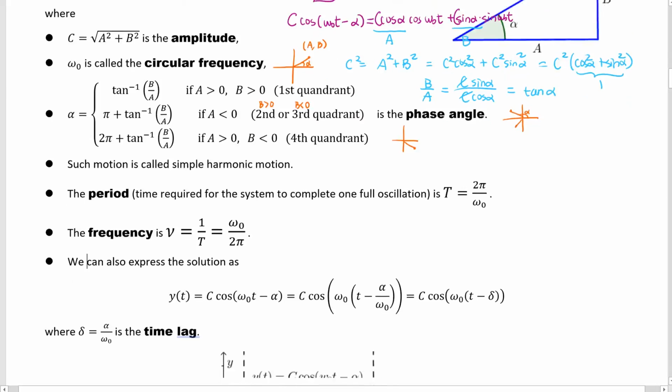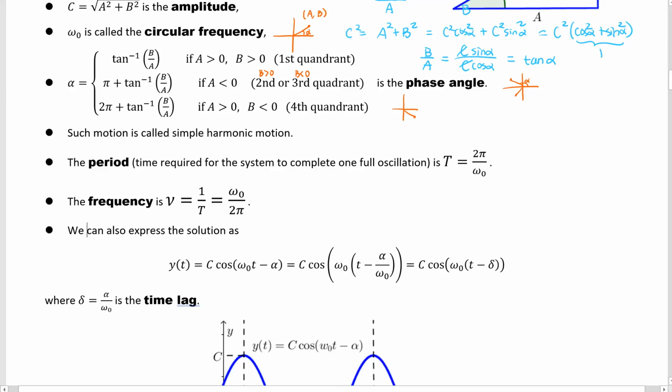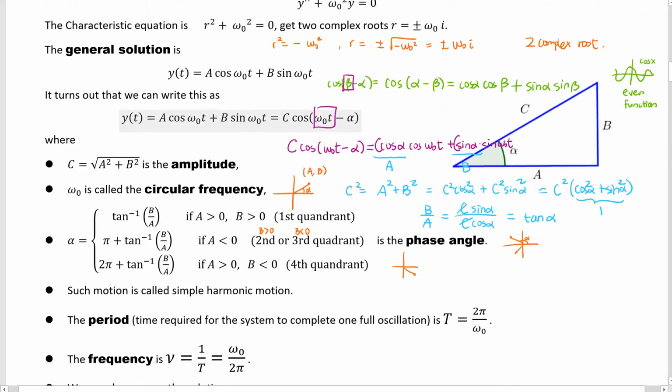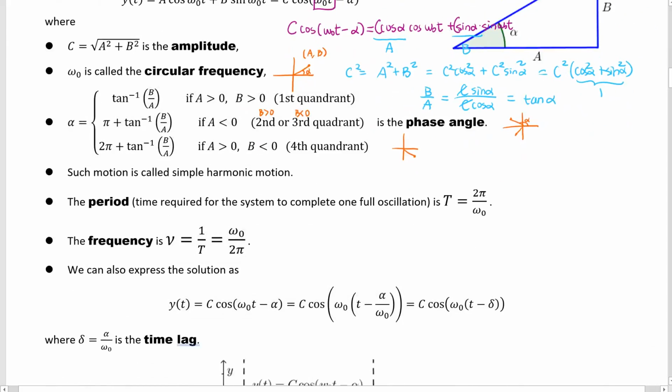How about the frequency? The frequency is nu equals to 1 over the period, so it's omega 0 over 2 pi. Okay, so this is not v, this is nu, Greek letter, nu, okay? We can also express the solution as follows. After you figure out A and B, you can find C. C is square root of A squared plus B squared. And then you can find alpha. Alpha is one of these formulas.